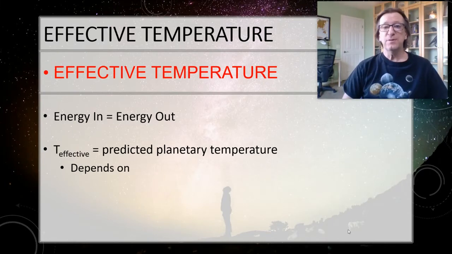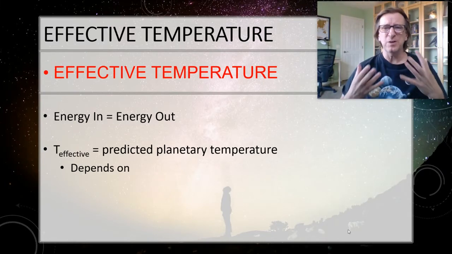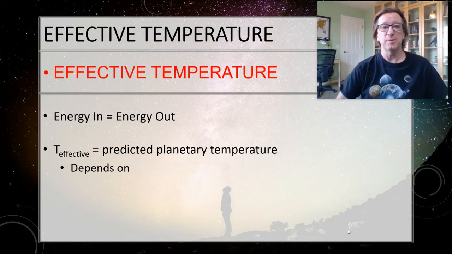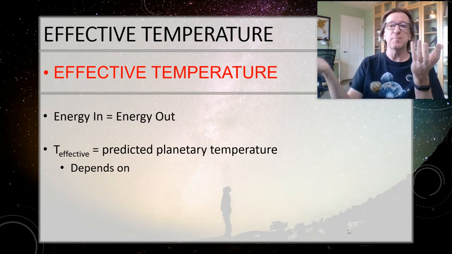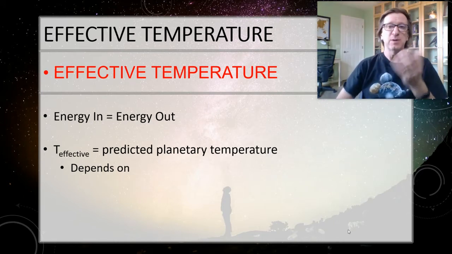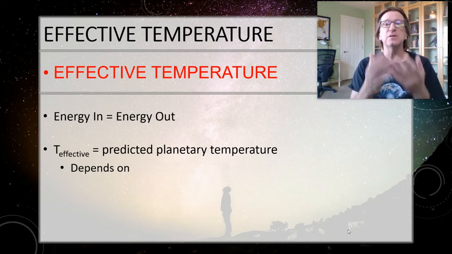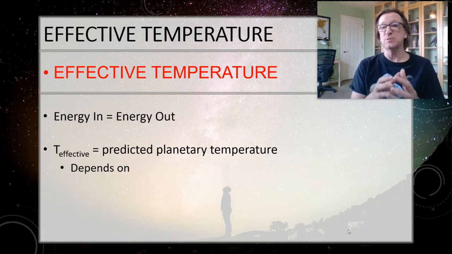Okay, so when we're trying to figure out how to come up with an expression for the effective temperature, what goes into determining how hot the planet's going to be? One of the key things here is we assume that the amount of energy that goes into the planet is equal to the amount of energy that's being radiated out from the planet. That amount being radiated out is going to be the effective temperature of the planet.